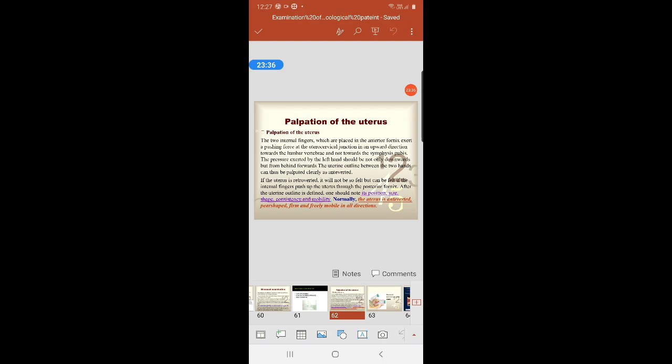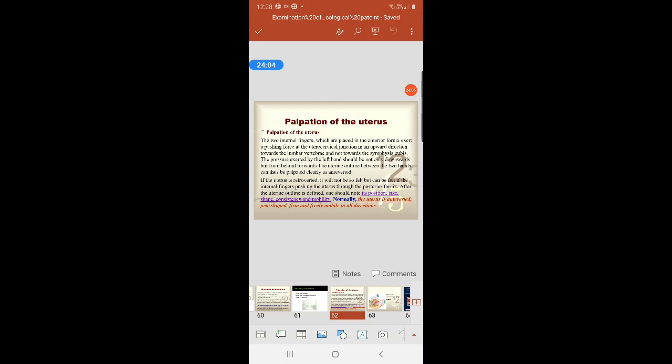If the uterus is retroverted, it will not be felt but can be felt if the internal fingers push up the uterus through the posterior fornix. So if it is retroverted, you cannot feel the uterus easily. Thus what you have to do is push the uterus up through the posterior fornix, then we can feel the outline or the borders of the uterus in cases of retroverted uterus.